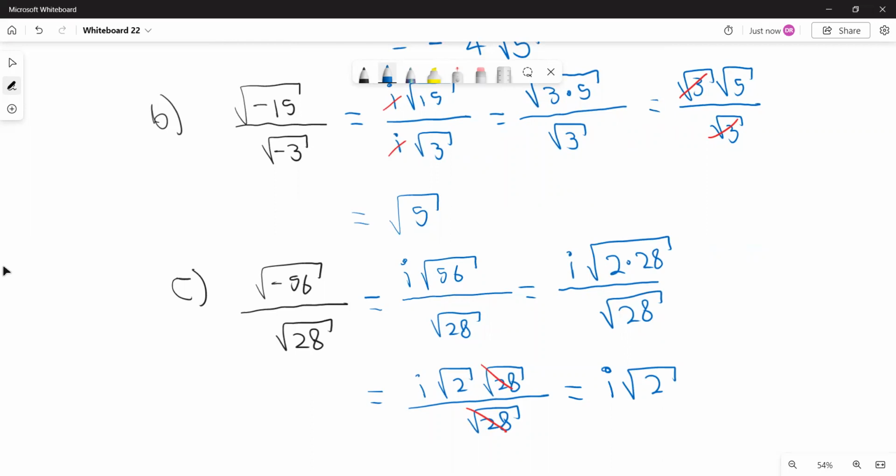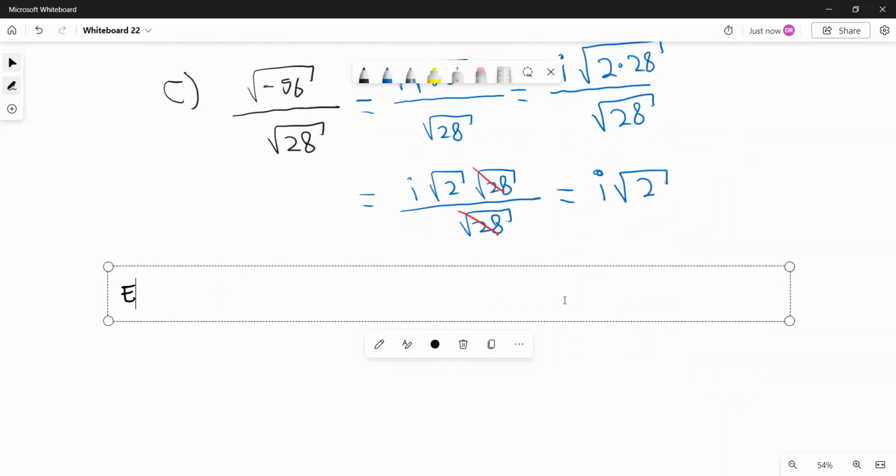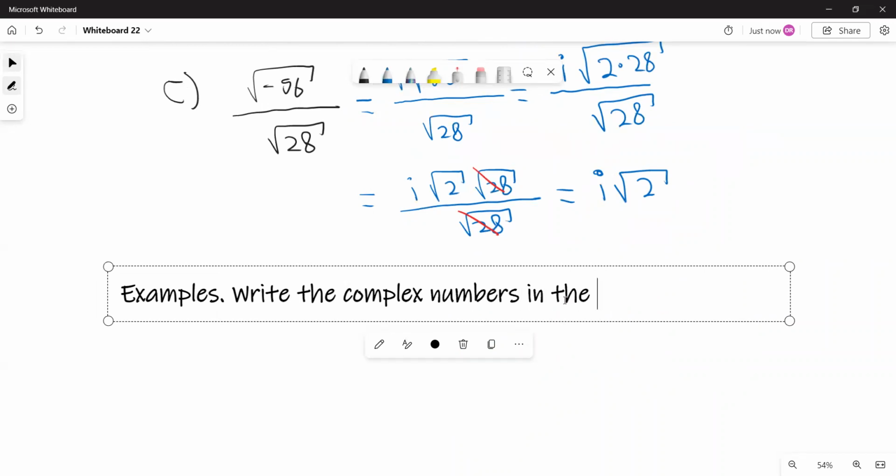Okay, so now I'm doing some summations. We're going to write the complex numbers in the form a plus bi.